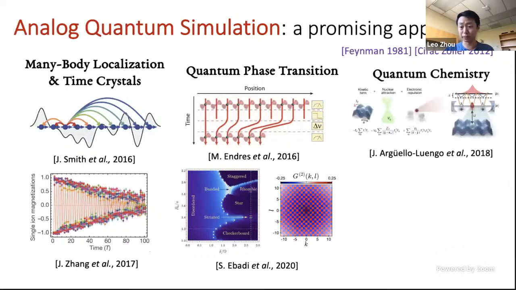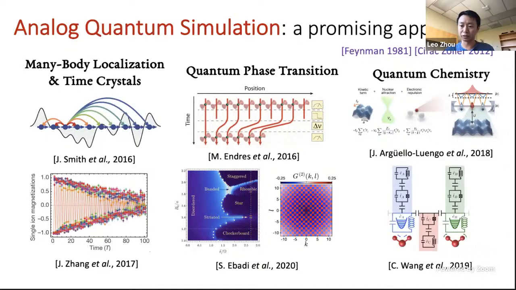Analog simulators have also been proposed to address problems in chemistry, for example, using fermionic atoms in optical lattices. There has also been some progress using superconductors to simulate vibrational spectra in molecules like ozone and water. So these are all very nice experimental progress, which I hope helps motivate why we care about analog simulation.